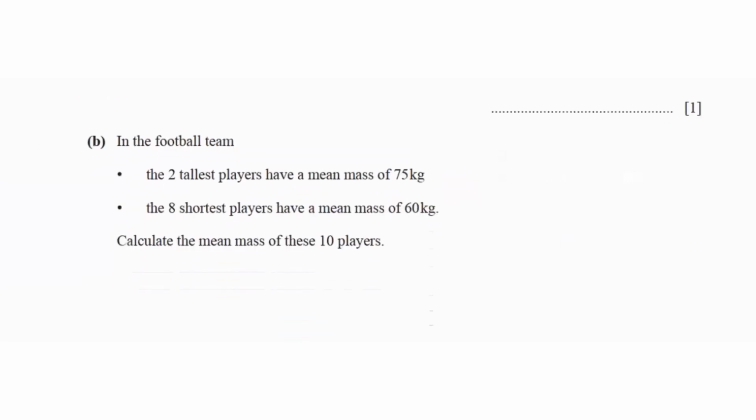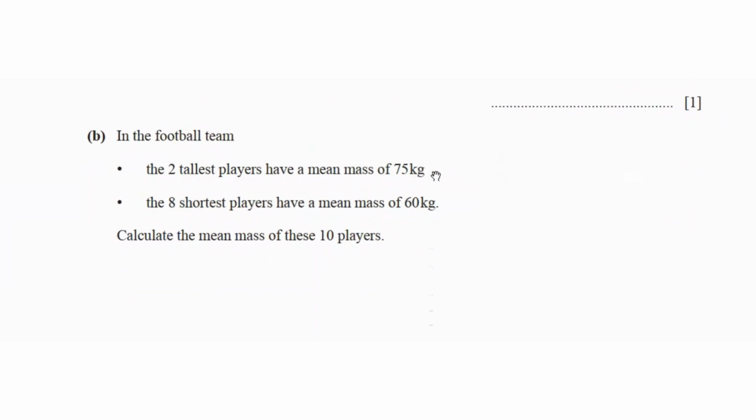In the football team, the two tallest players have a mean mass of 75 kg. The 8 shortest players have a mean mass of 60 kg. Calculate the mean mass of these 10 players.